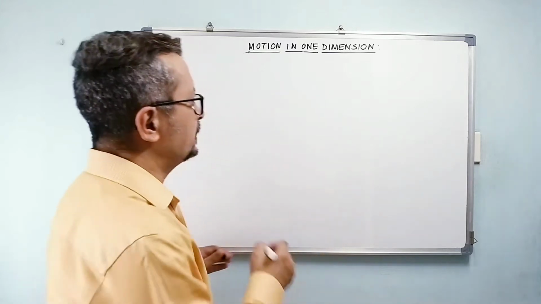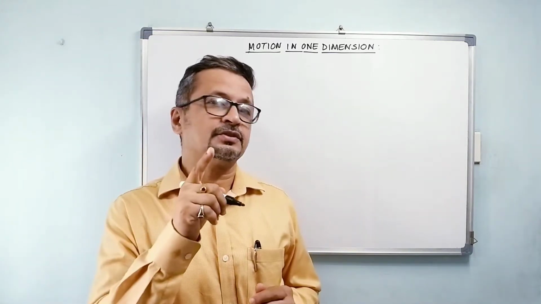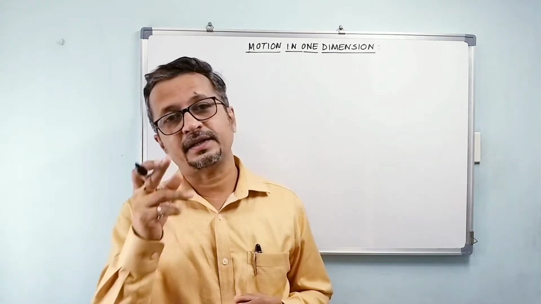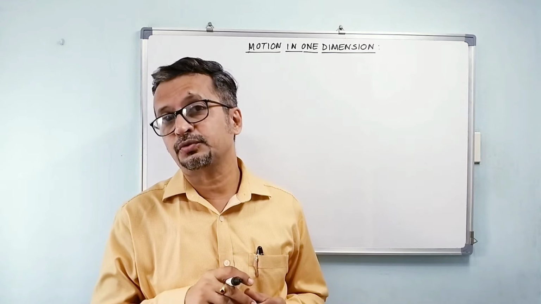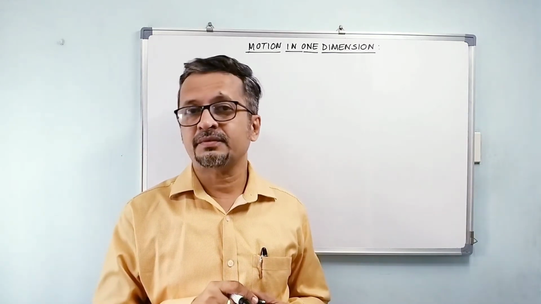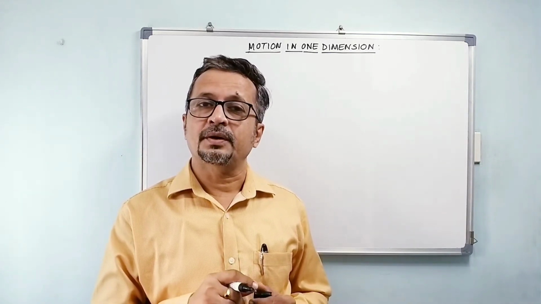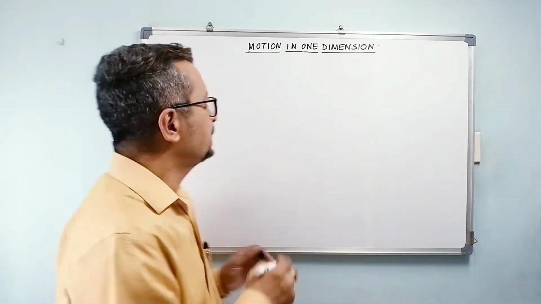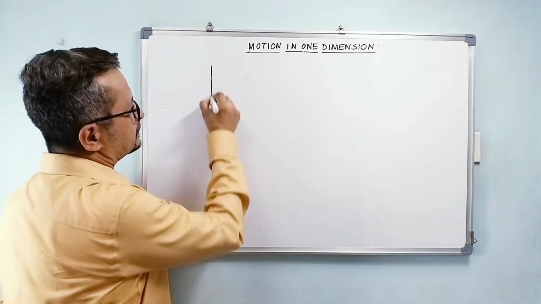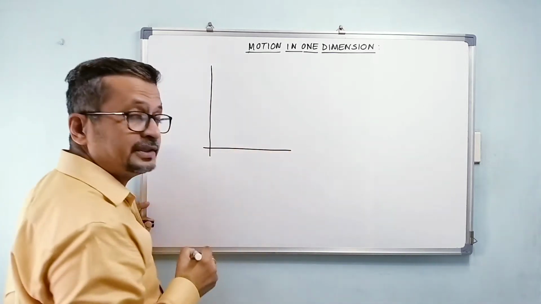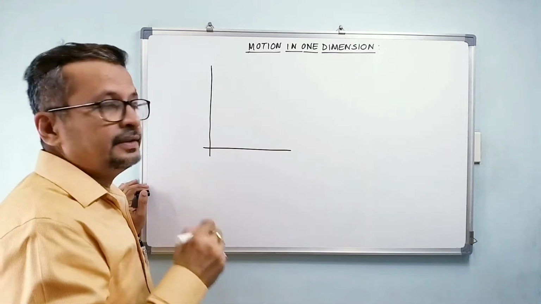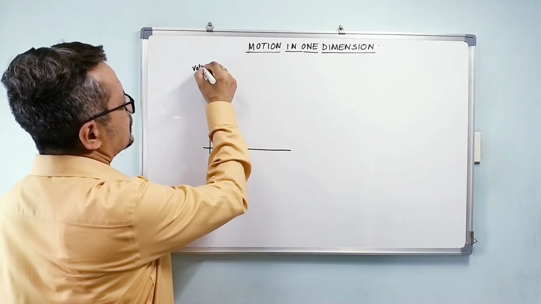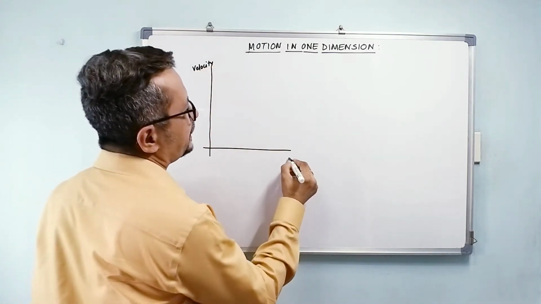Now these three equations of motion which we saw, v is equal to u plus at, s is equal to ut plus half at square, and v square is equal to u square plus 2as, are for motion under constant acceleration, uniform acceleration. So my graph is going to be something like this. If I take a velocity time graph, then it is going to be a straight line. So I have velocity here and time here.